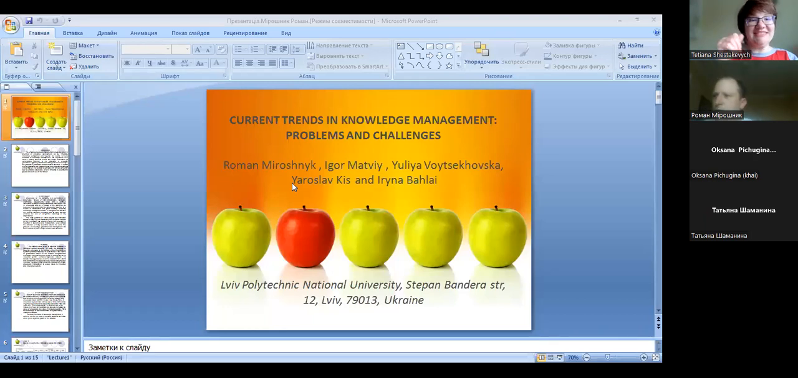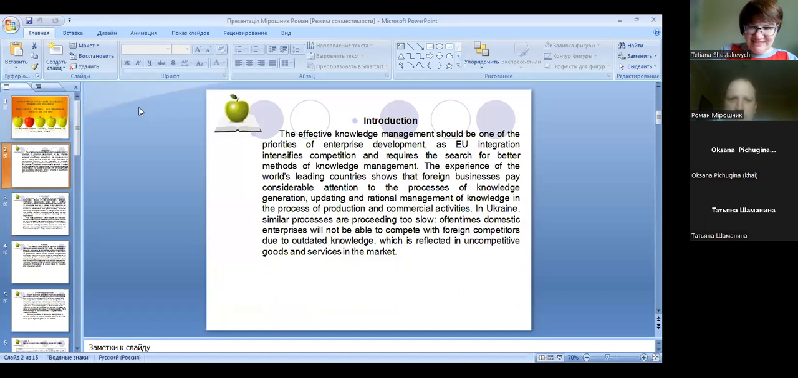Good afternoon, dear colleagues. The topic of our report is current trends in knowledge management, problems and challenges. Effective knowledge management should be one of the priorities of enterprise development, as European integration intensifies competition and requires research for better methods of knowledge management. The experience of the world's leading countries shows that foreign businesses pay considerable attention to the process of knowledge generation, accumulation and rational management of knowledge in production and commercial activities. In Ukraine, a similar process is too slow. Often, domestic enterprises are not able to compete with foreign competitors due to a lack of knowledge, which is reflected in uncompetitive goods and services in the market.